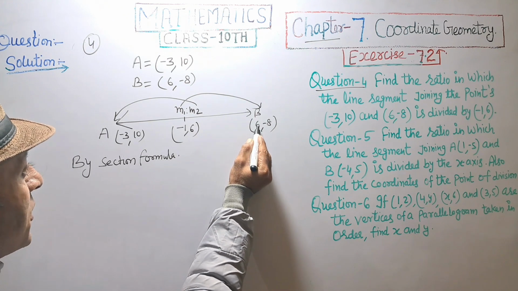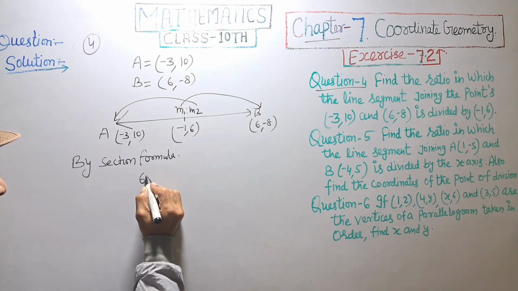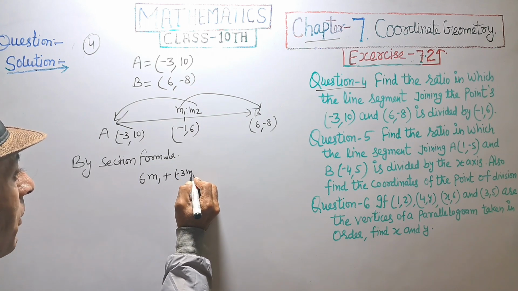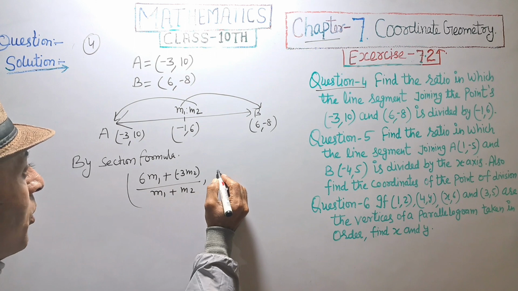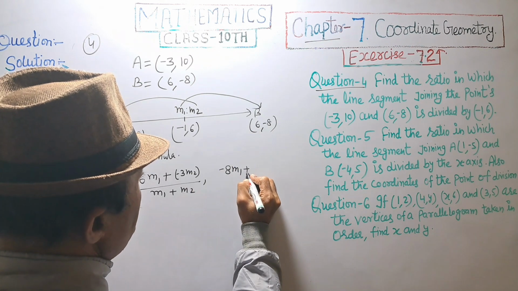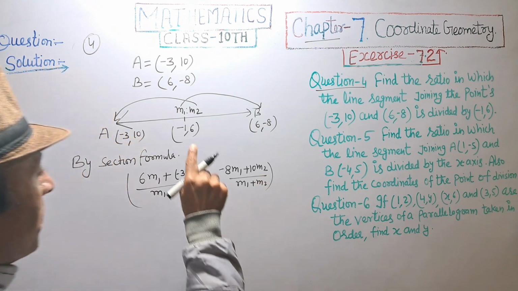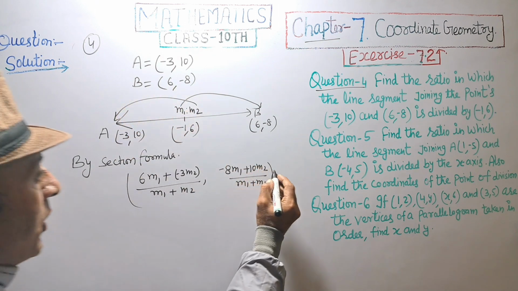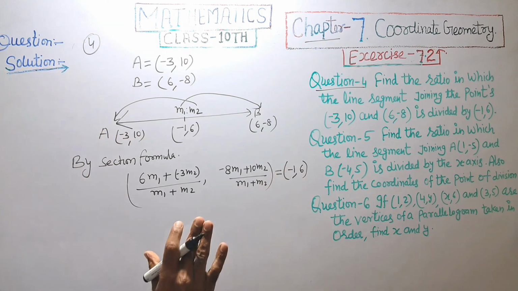M1 x2 plus M2 x1 upon M1 plus M2, that is (6 M1 plus -3 M2) divided by (M1 plus M2), comma, (-8 M1 plus 10 M2) divided by (M1 plus M2), is equal to the point (-1, 6). We want to find the ratio.